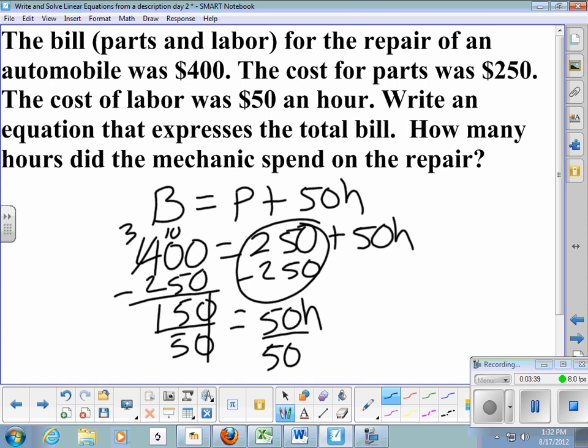cancel the trailing zeros. They represent times 10. 15 divided by 5 is 3. 50 divided by 50 is 1. So 3 equals h. H was our number of hours. So they asked how many hours did the mechanic spend? 3 hours.